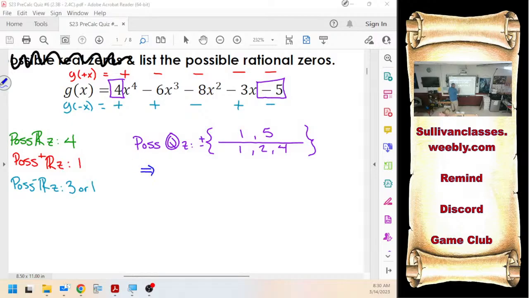Those possible rational zeros are plus or minus. I'm going to take everything up top over 1. 1 and 5. Cross it out. All that stuff over 2. 1 half, 5 halves. Cross it out. All that stuff over 4. 1 fourth, 5 fourths.